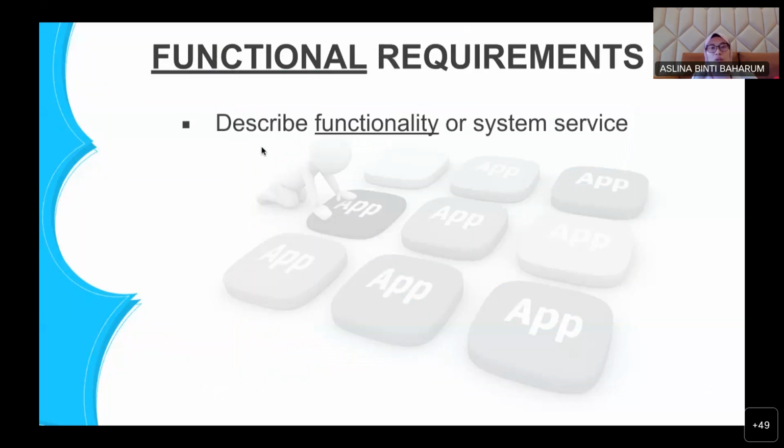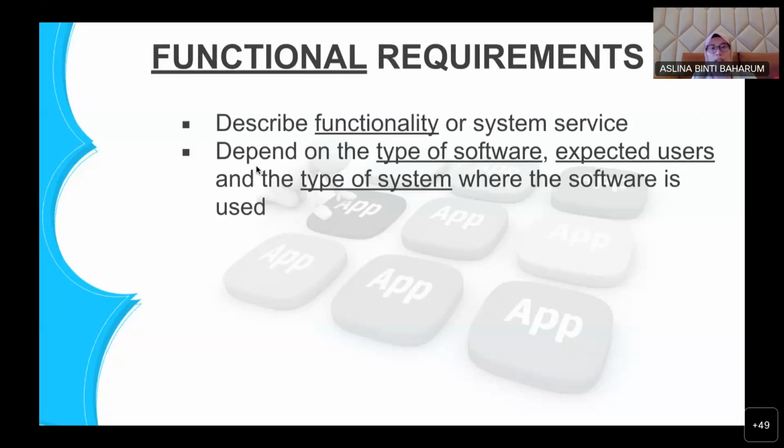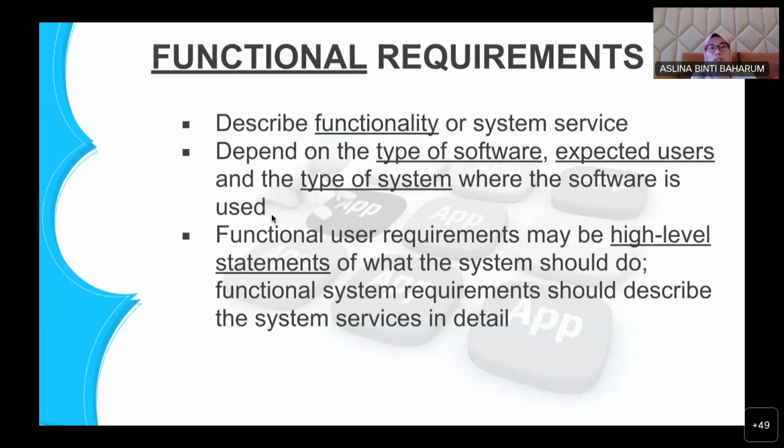So the functional requirement describes in detail the functionality of the system. That's why I said it can be features. We can call it features or functions, depending on the type of software, what the users expect the system to do, and what the software is used for. A functional user requirement is a high level statement, because this shows what the system should do.